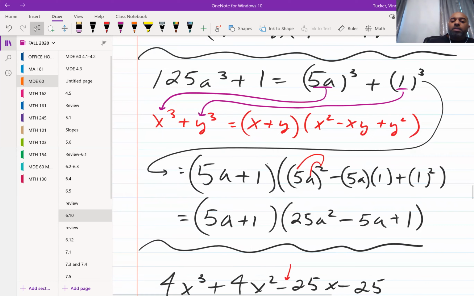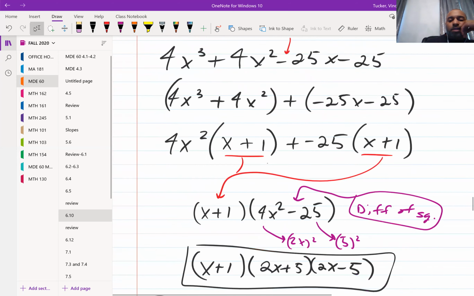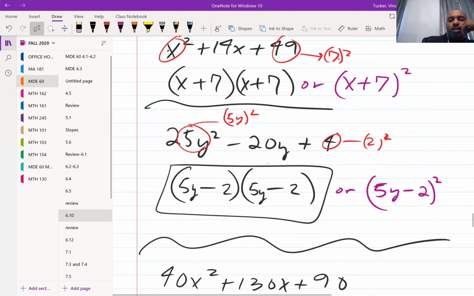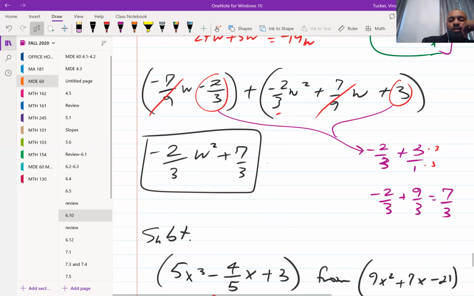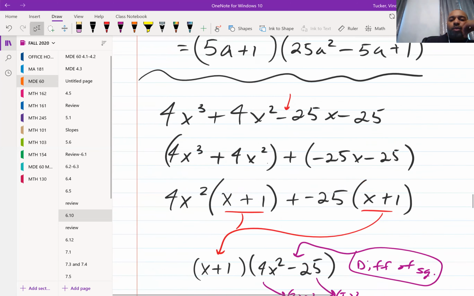All right. Everybody okay before we go to the next one? All right. Let's see. Square trinomials. We did that last class. Okay, there's something else. We can do this one though.